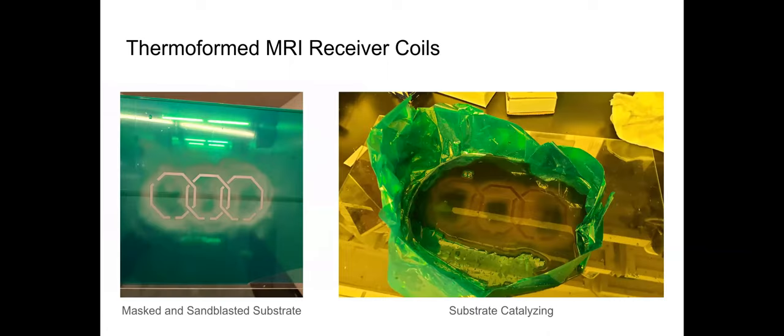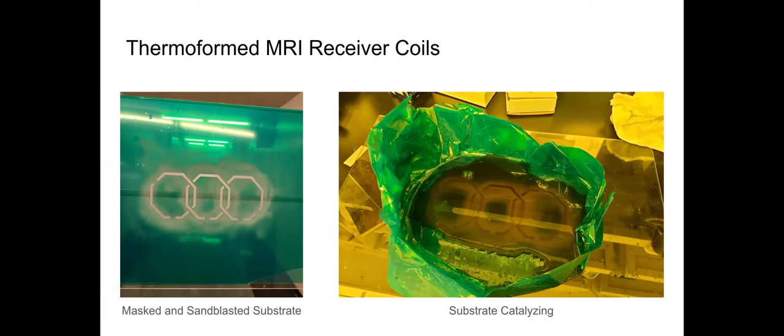So after we have that, we then prep our substrate. We generate a mask for the polycarbonate substrate using Kapton tape and laser cutting. And this mask allows for selective catalyzation of the polycarbonate surface and allows us to overlap the coils such that the mutual inductance between them is minimized.